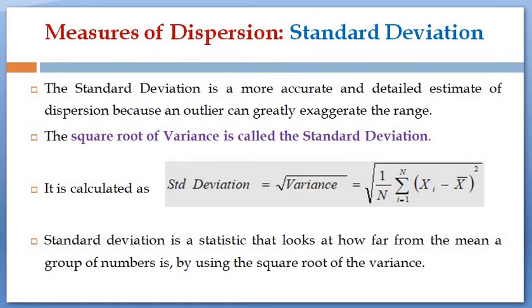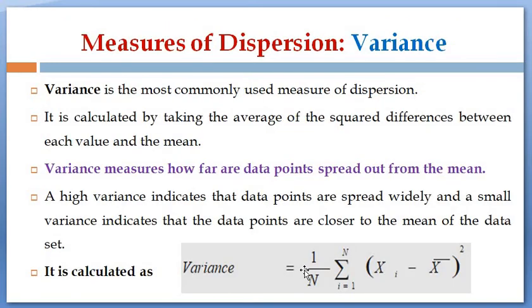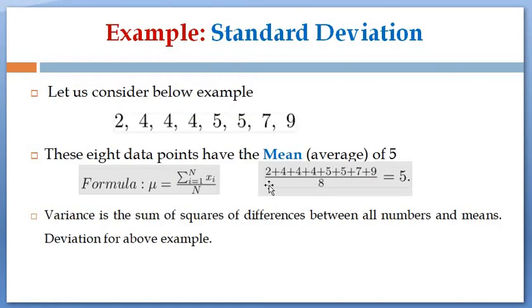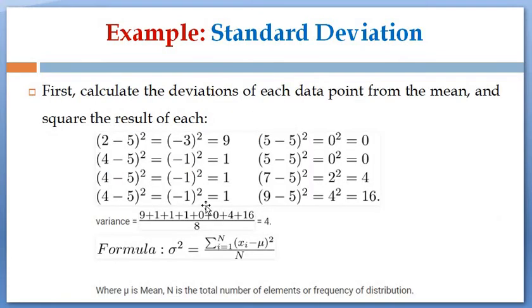So to calculate variance, I take the addition of all these numbers divided by the total numbers, and this will give me the variance, that is 4. This is the formula to calculate the variance. Variance is denoted by sigma square.